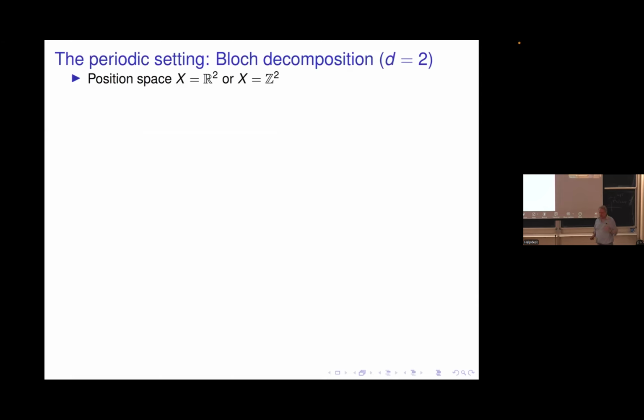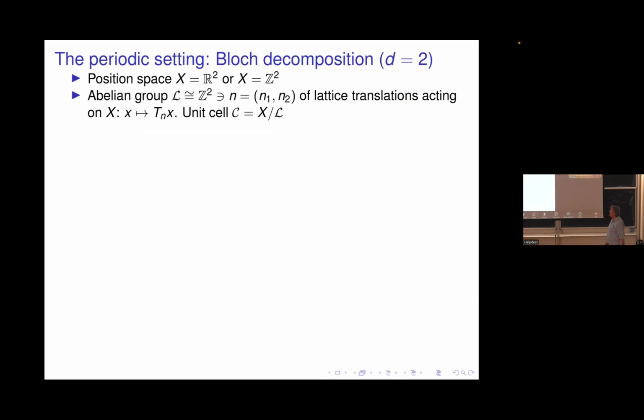We should take as the position space the plane or a lattice, as I said before, and then there is a group of translations. You can translate in one direction, you can translate in another direction. That's a discrete group, essentially Z squared. And you can translate by a vector n, which has integer components, and so it brings your point x to x plus n.